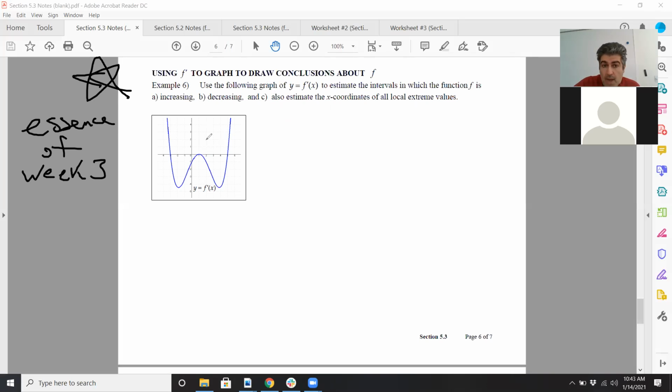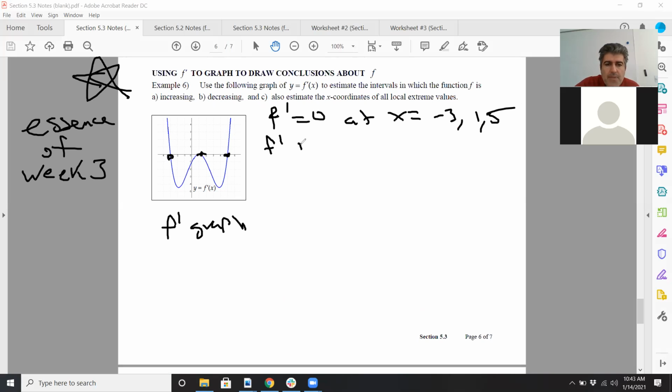So this is an f prime graph, okay? Remember, this is an f prime graph. And f prime equals 0 at these 3 places. So that probably is good to know. f prime equals 0 at x equals -3, 1, and 5. Also, we see that f prime is positive from -infinity to -3, and also from 5 to infinity.